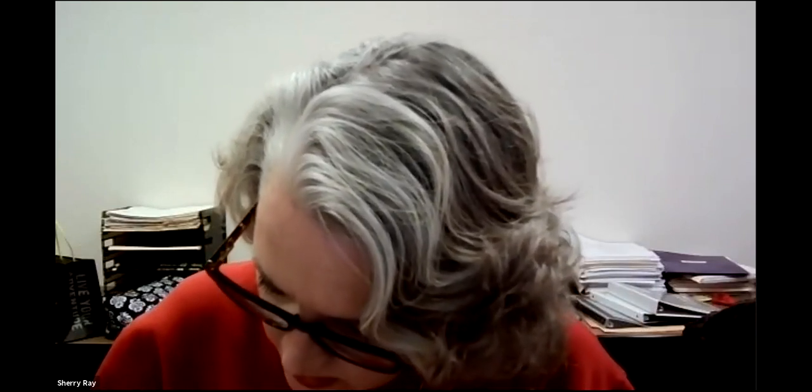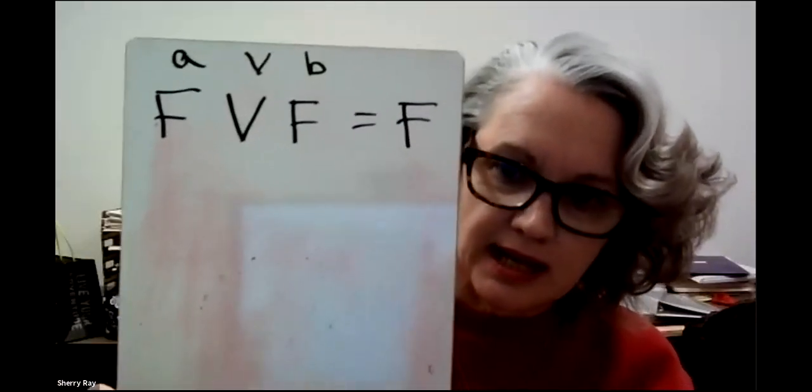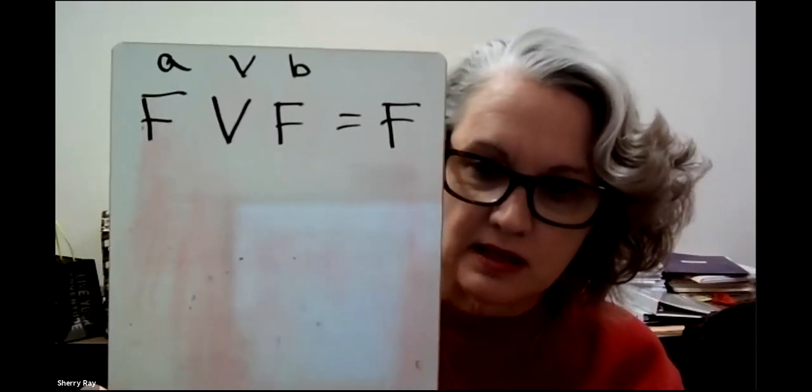So what we're going to do is I'm going to start. If I have a false or a false statement, I get a false statement. So think of if statement A is false, statement B is false, and it's connected with or, then I have a false statement. So or is only false one time. That's called our conjunction.